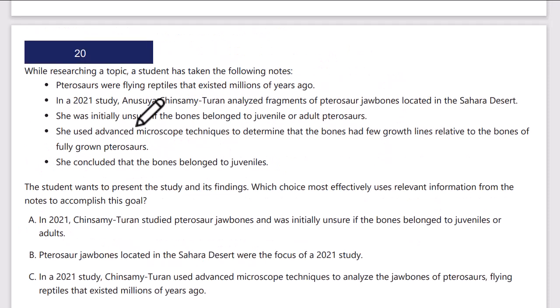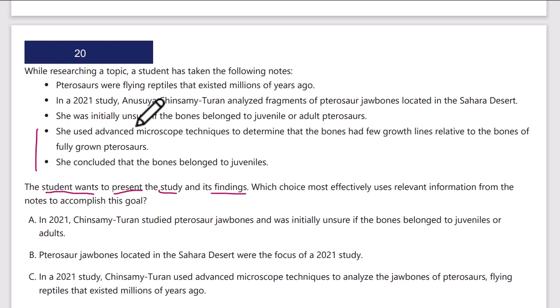We've got bullet points, and the student wants something. This is a rhetorical synthesis. We want to figure out what the student wants that we need to accomplish. He wants to present the study and its findings. We need background material and the findings. Findings are usually the end bullet points. Let's take a quick look.